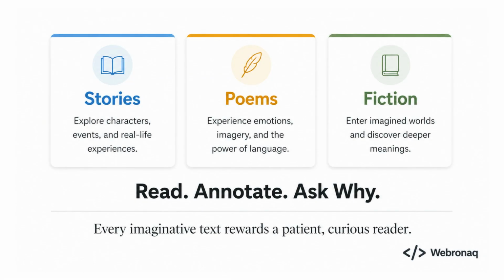Alright, let's bring it all together. In this video, we looked at 3 types of imaginative text: stories, poems, and fiction, and what makes each one tick. Stories pull you through character and plot. Poems compress meaning into every word and line break. Fiction builds entire worlds, with layered themes underneath the surface. And the strategy we covered in the last slide works across all 3. Read it through, annotate what stands out, then ask why the writer made that choice.